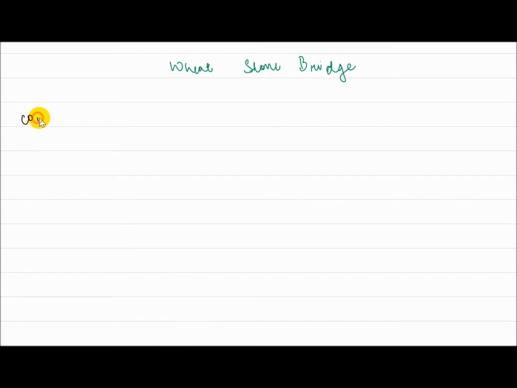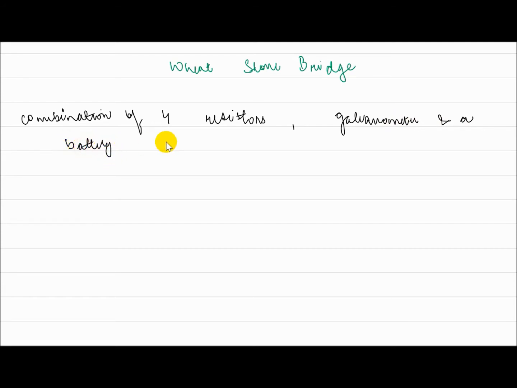It is a combination of four resistors, a galvanometer, and a battery connected to it. We'll draw a figure for the Wheatstone Bridge.